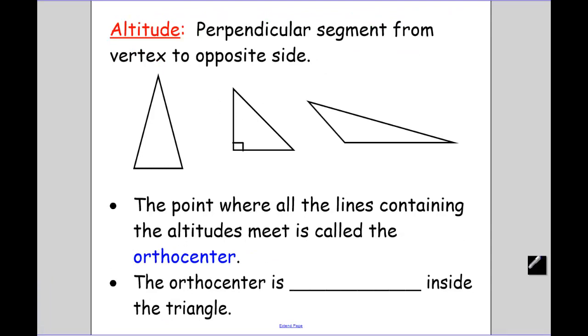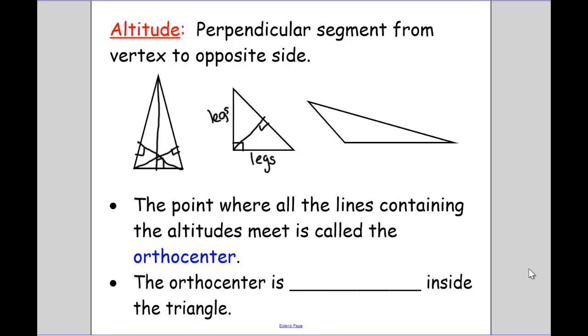An altitude is a perpendicular segment from the vertex perpendicular to the opposite side. So from a vertex, perpendicular. In a right triangle, the legs are going to be the altitudes. And then you're going to have one other segment that's the altitude.